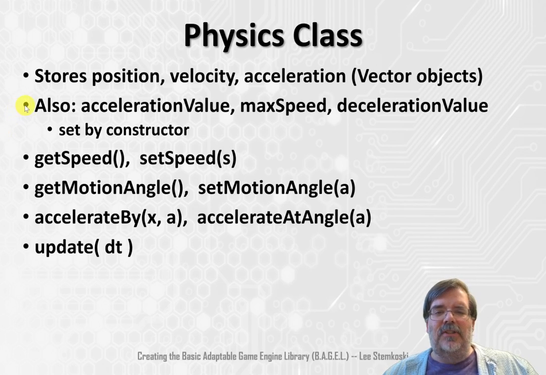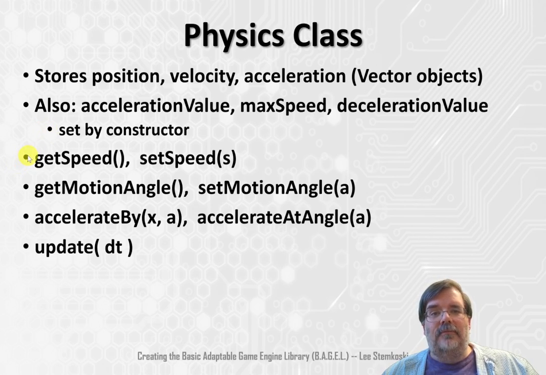Also, to make calculations a little bit easier, we're going to store an acceleration value, and we'll often use that to say when we move our sprite in a certain direction, we'll create an acceleration vector based on this base value. We'll also have a maximum speed, so our sprites don't go too fast, so they don't make it up to glitch speed. And we'll have some kind of a deceleration value, which tells us how quickly our objects will slow down. And those values will be set by the constructor of the class.